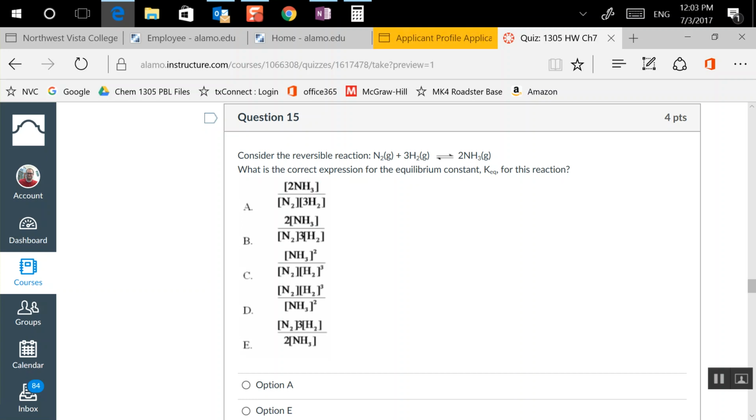What is the correct expression for the equilibrium constant? K is equal to products.